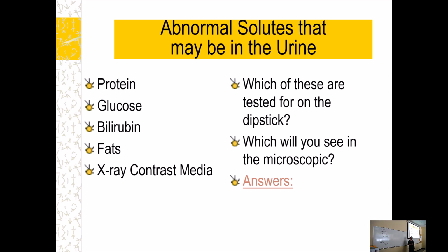Now, on the dipstick, which one of these is going to be tested for? We're going to test for protein, glucose, and bilirubin on the dipstick. Fats, we can see microscopic. X-ray contrast sometimes makes little crystals in your urine. Sometimes it doesn't. We really just see it specifically on the specific gravity.